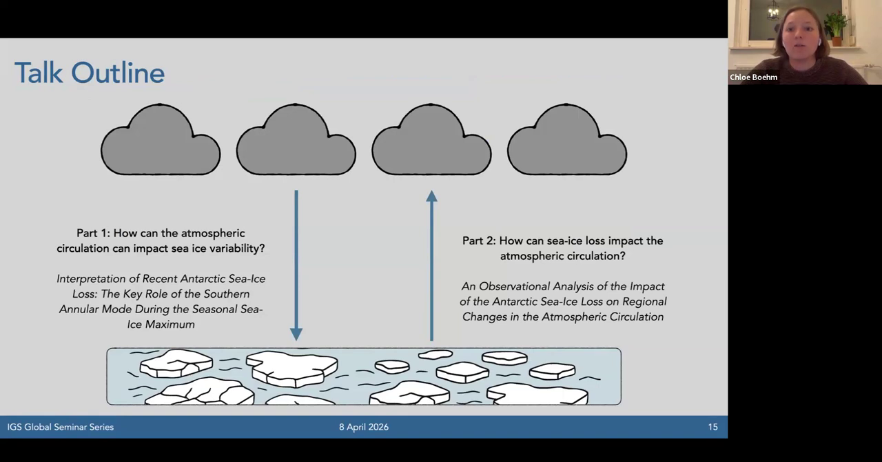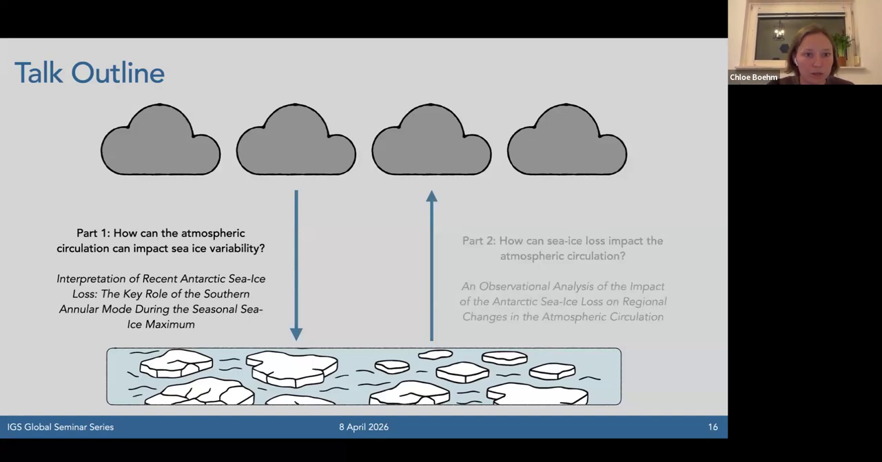And then the second part is how can some of this Antarctic sea ice loss, especially over the last decade, be impacting atmospheric circulation, looking at that in observational products, and then also looking at it on a very local scale.